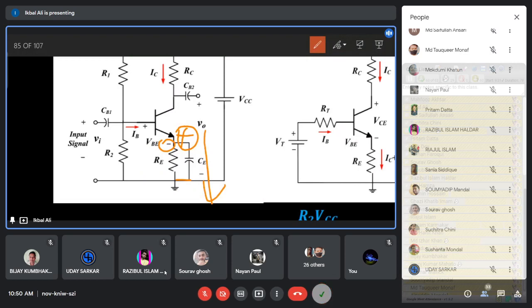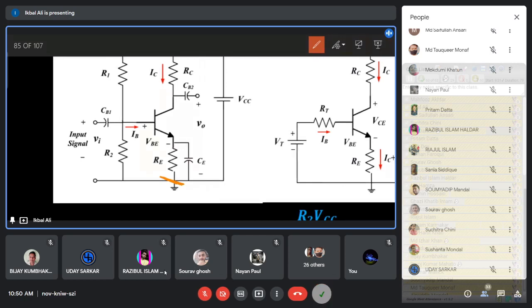So if the collector current increases, the voltage drop across this RE resistance increases. This point is ground, that means zero potential. So the voltage drop increasing means this point's potential is rising. So the negative point potential of VBE rises. So the difference between this plus and this negative point potential will now be less. Previously it was more.